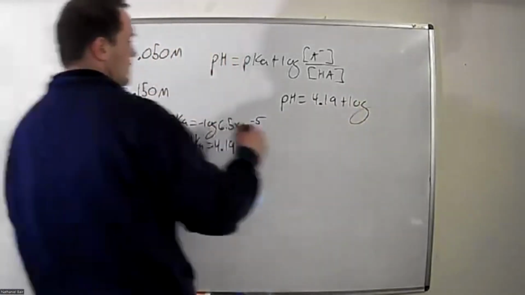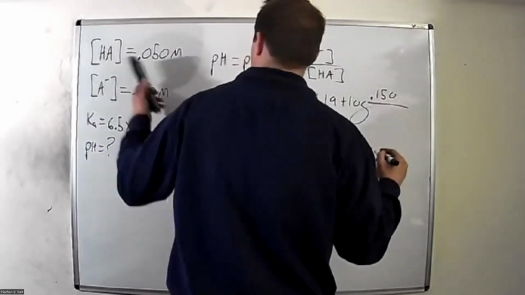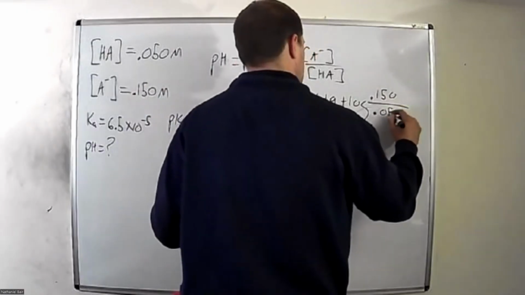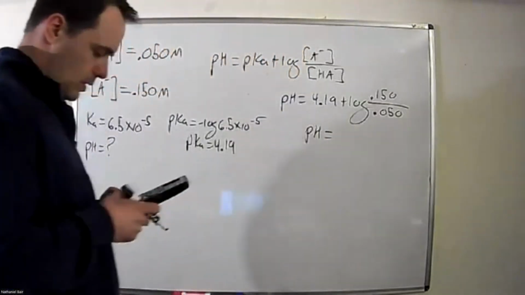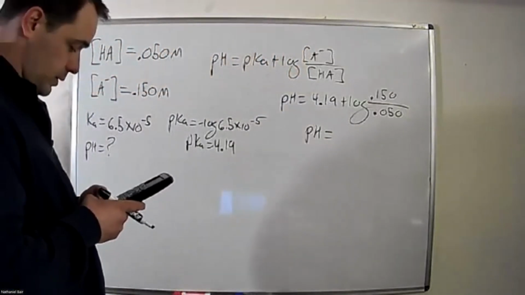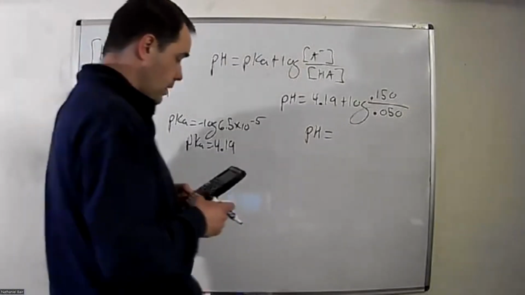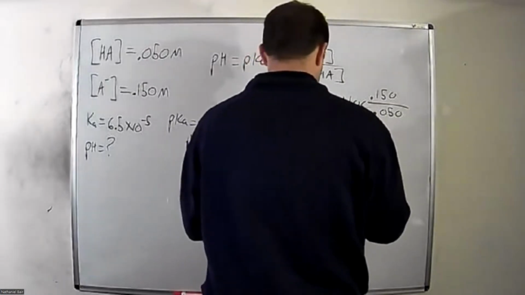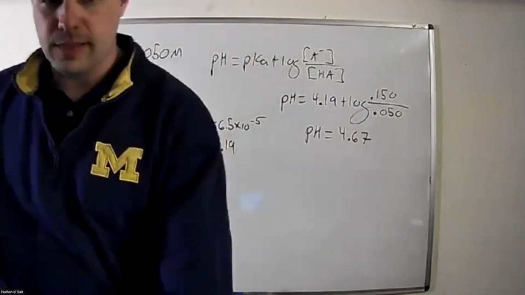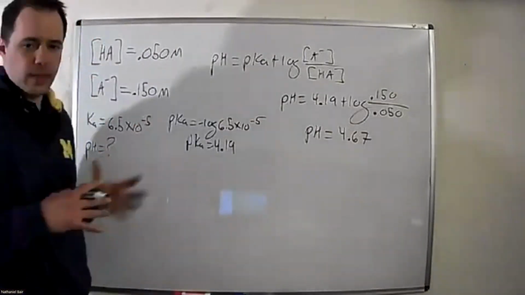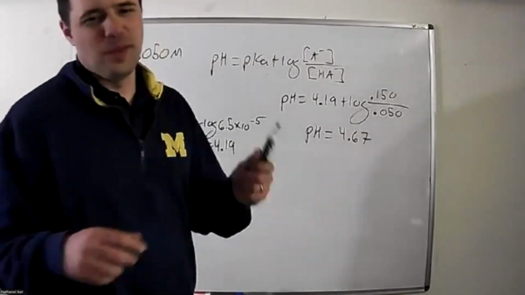pH equals 4.19 plus the log of the A minus ion concentration, 0.150, divided by the acid concentration, 0.050. So 4.19 plus the log of 0.15 divided by 0.05, and we get 4.67. That is our pH, 4.67 for this weak acid, conjugate base buffer.